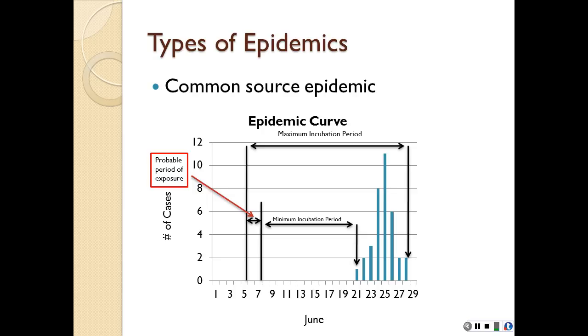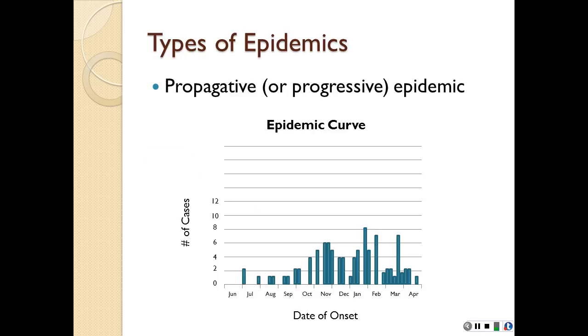So this works well for a common source, or sometimes you'll hear it called a point source epidemic. But what we also have are propagative or progressive epidemics, and their curves look a little bit different. In the common source, we just had a couple of people got sick, we saw one spike, and then it came back down. Right? So everybody got sick, so once the incubation period is gone, nobody else is going to get sick.